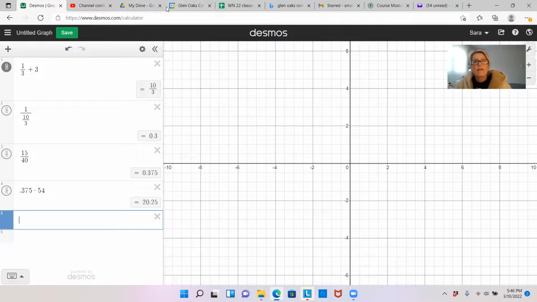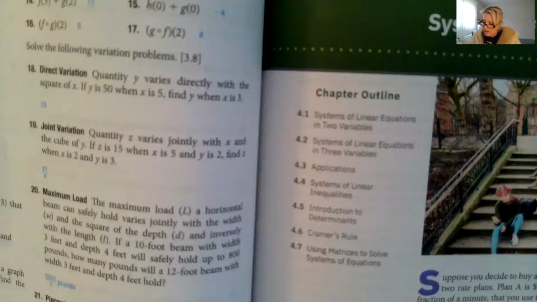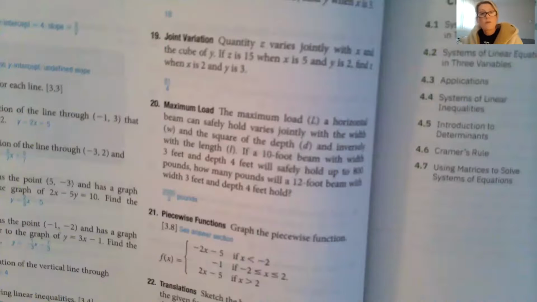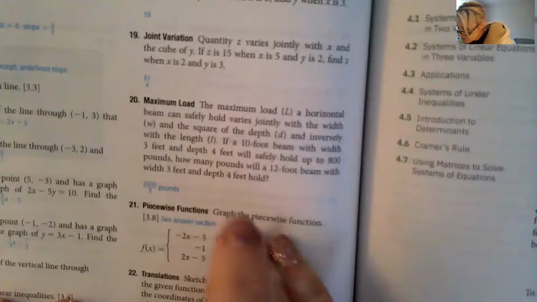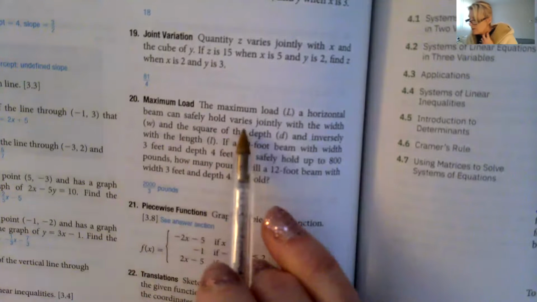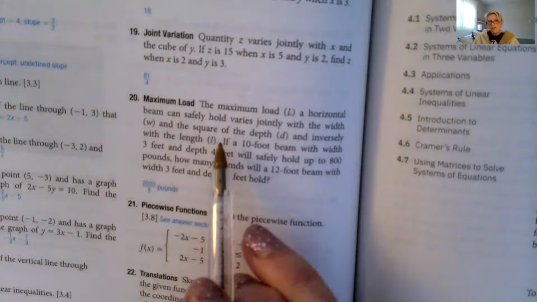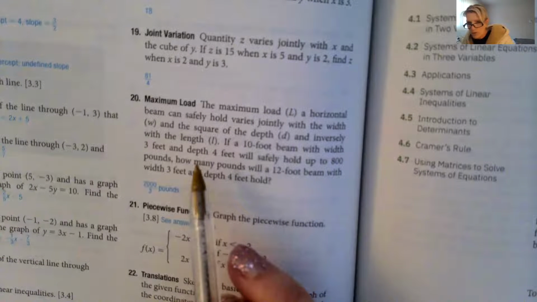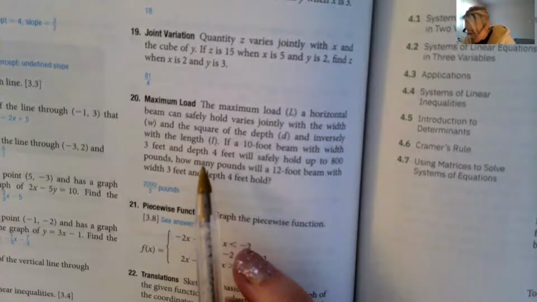And then let's go to number 20. We'll take a look at that one. So number 20 says maximum load. The maximum load L a horizontal beam can safely hold. A lot of people are redoing their homes to look like these old farmhouses where they have big beams in the ceiling.